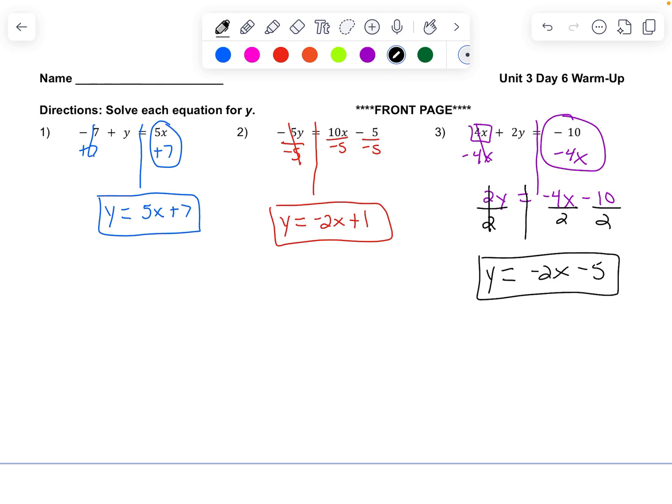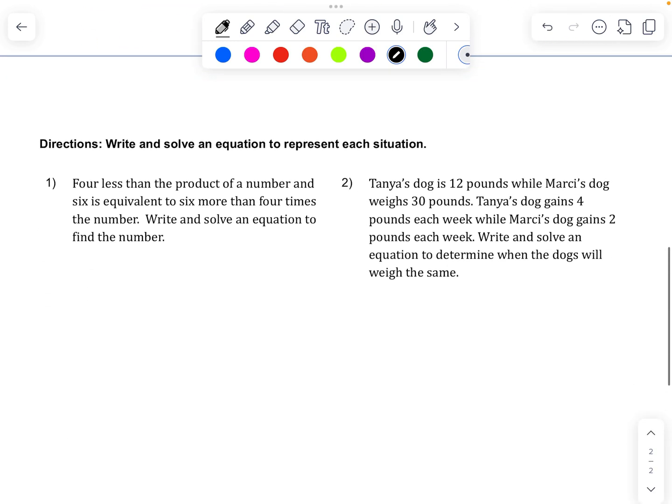Go ahead and turn your paper to the back side. Okay. For the sake of today, let's skip 1. Let's do number 2. Okay. All right. We got Tanya's dog is 12 pounds, and Marcy's dog weighs 30 pounds. Tanya's dog gains 4 pounds each week, while Marcy's dog gains 2 pounds each week. Write and solve an equation.